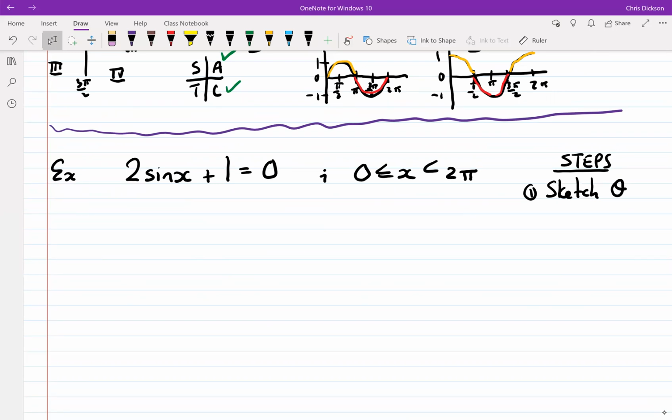So the first thing I might do is rearrange the equation so I can sketch theta. So let's rearrange this thing. I'm going to bring the 1 over, so I'm going to subtract 1, and I'm going to divide by 2. So that's going to give me sine of x equals negative 1 divided by 2.